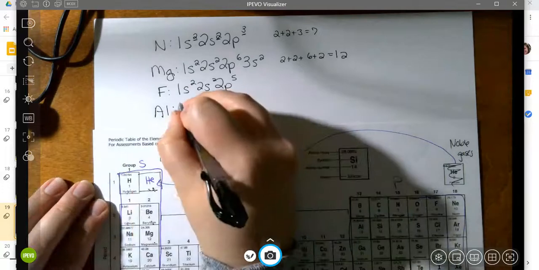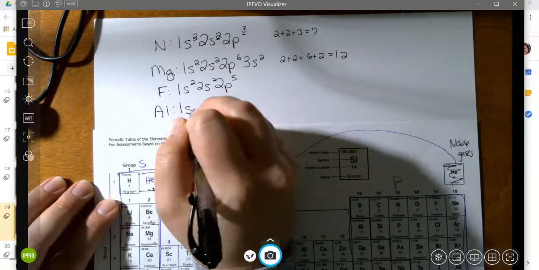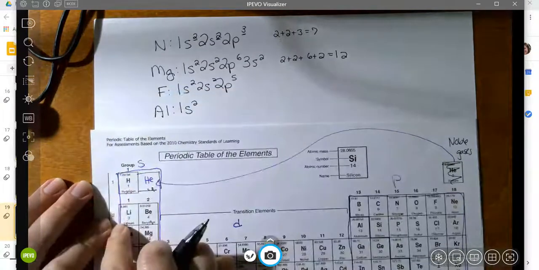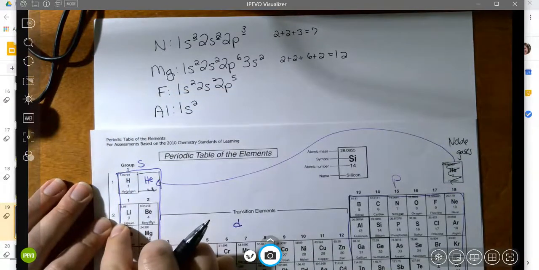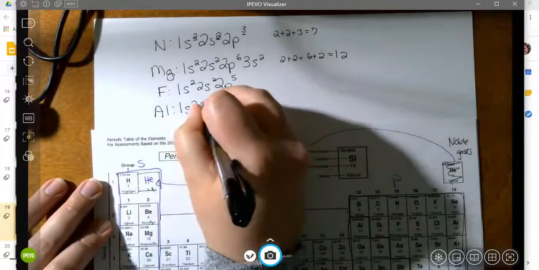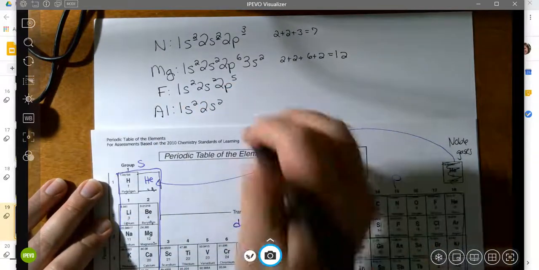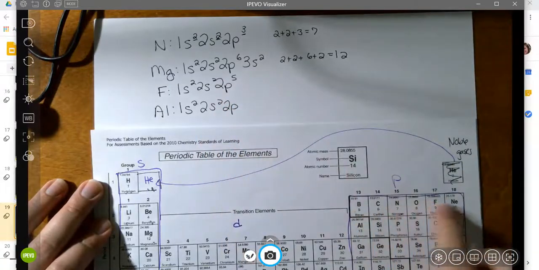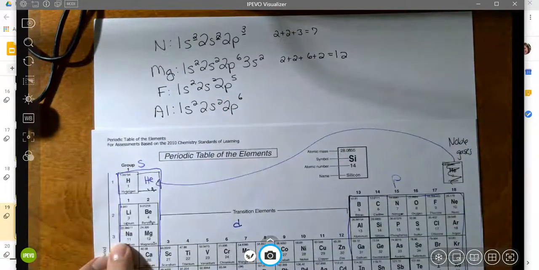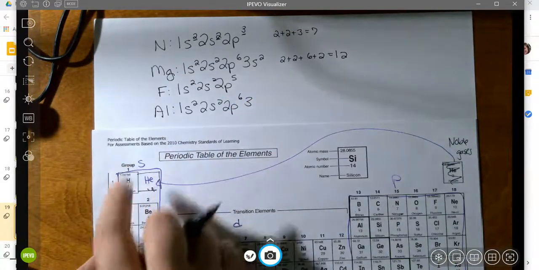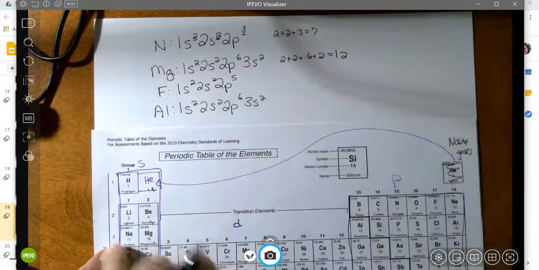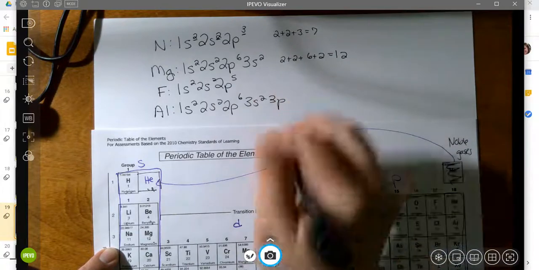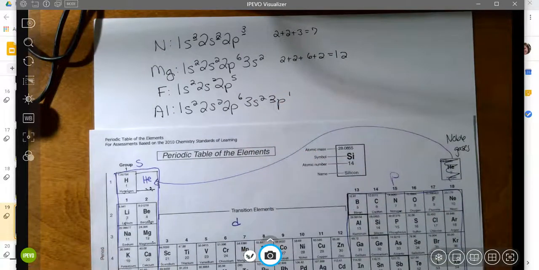Okay. For aluminum, again, same process. I start at the beginning. I'm in period 1, the s block, and how many squares do I have to go? 1, 2. Now I come down here. I'm in period 2, the s block, 1, 2 squares. I come over here, period 2, p block, and I go 1, 2, 3, 4, 5, 6. I come down here, period 3, s block, 1, 2. And now I come across here. I'm still in period 3, but now the p block, and I have to go 1 square in to get to aluminum. Okay?